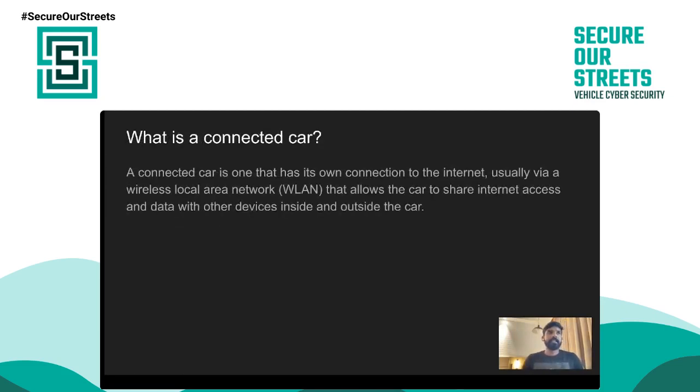Then there comes the connected car. A connected car is one that has its own connection to the internet, usually via a wireless local area network. I copy-pasted this from Wikipedia, so you don't need to read it. A connected car is a car that is connected to the internet, and that makes it an IoT, or internet-connected, device. That's a connected car.